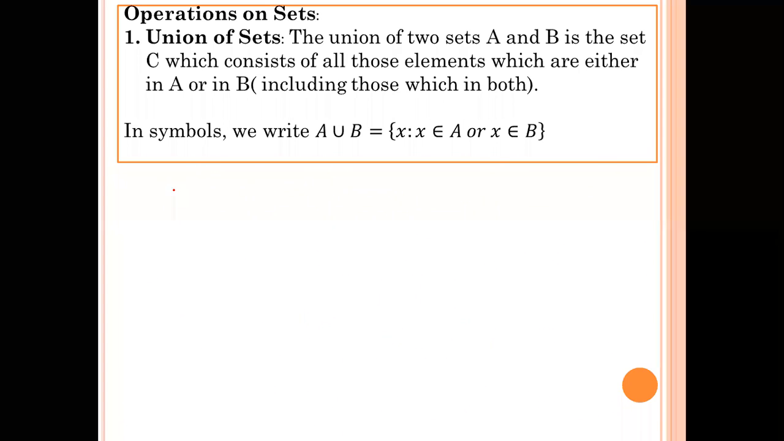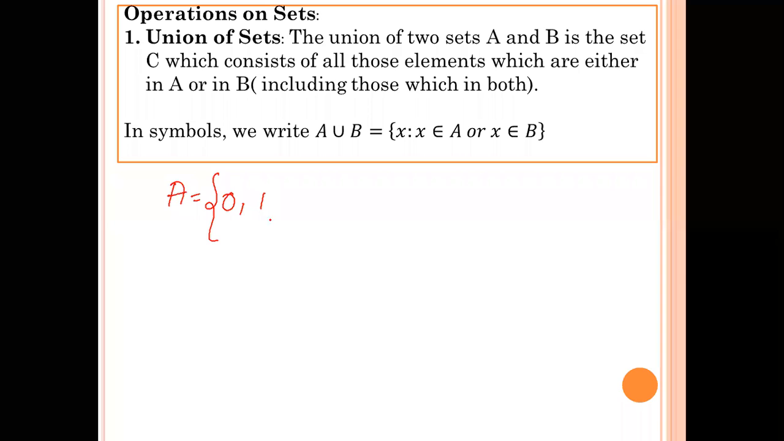Remember, union, by definition, the union of two sets A and B is the set C. Again, union is a set C which consists of all those elements which are either in A or in B. Whatever is in A or B, or in both, if you are putting everything inside a set, that is nothing but A union B. Okay, I'll give one more example.